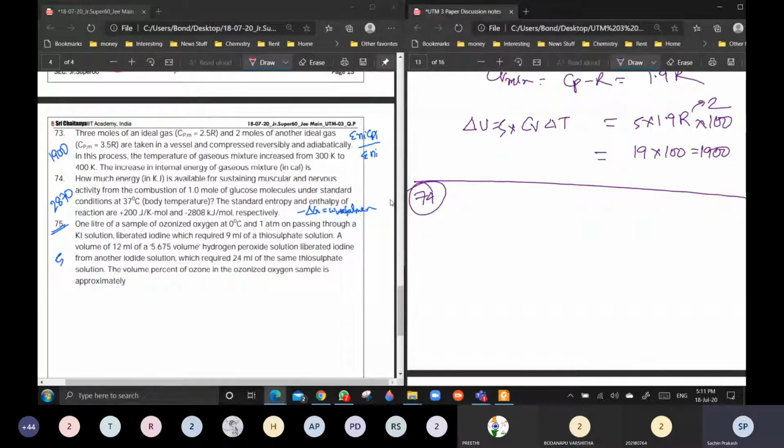How many energies available for sustaining muscle and nervous activities? Basically, it is asking about useful work. So W max useful will be equal to minus of delta G. So loss of free energy is available as useful work for us. What is delta G? Delta G is delta H minus T delta S.